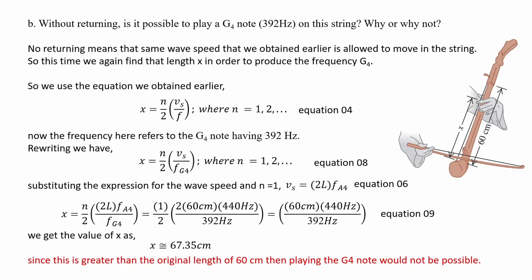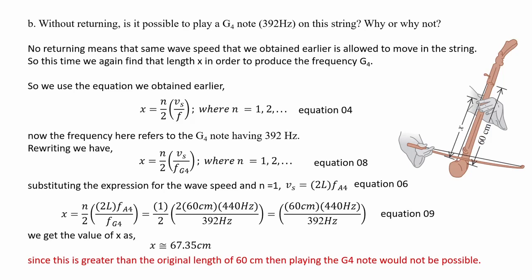For another case, without retuning, is it possible to play a G4 note having 392 Hz on this string? Why or why not? No retuning means that the same wave speed that we obtained earlier is allowed to move in the string. So this time we again find the length x in order to produce the frequency G4.